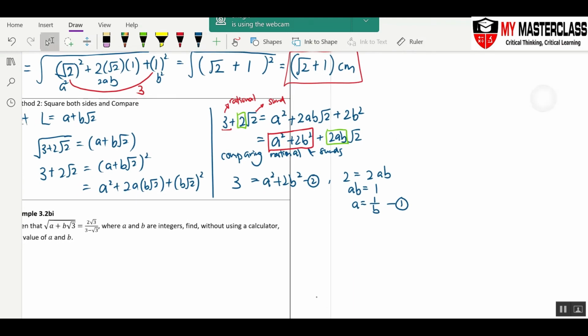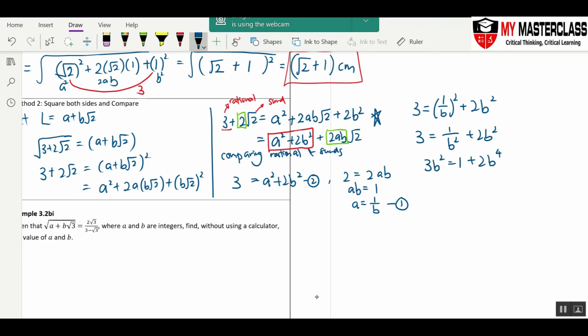Okay, so remember this technique. This is called comparing the rational number with the rational number and the coefficient of the surd with the coefficient of the surd. Okay, so now I substitute it in. 3 is equal to 1 over b squared plus 2b squared. I multiply by b squared to everybody. 3b squared equals 1 plus 2b to the power of 4, which means 2b to the power of 4 minus 3b squared plus 1 equals 0.